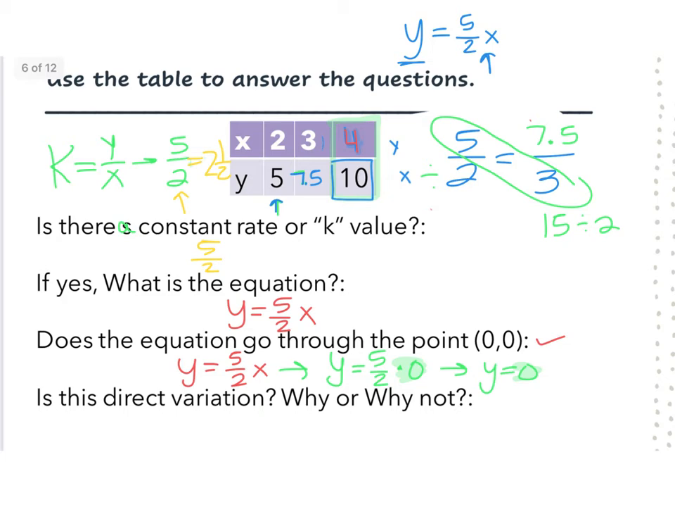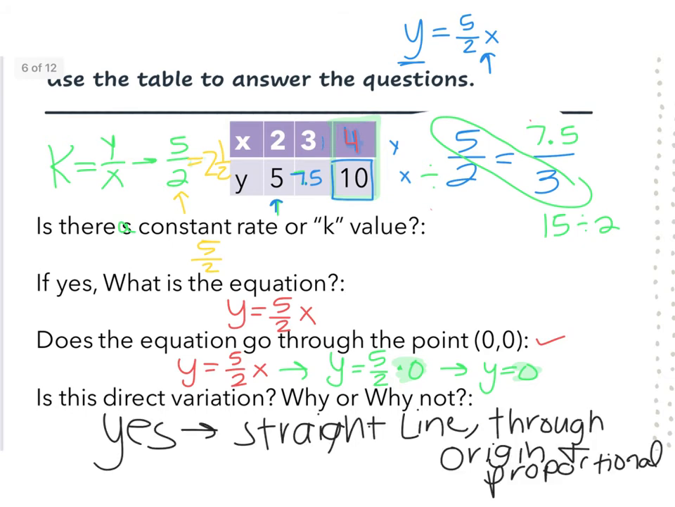And then is this direct variation or not? So yes, it's direct variation. It's a straight line. It goes through the origin and it is proportional.